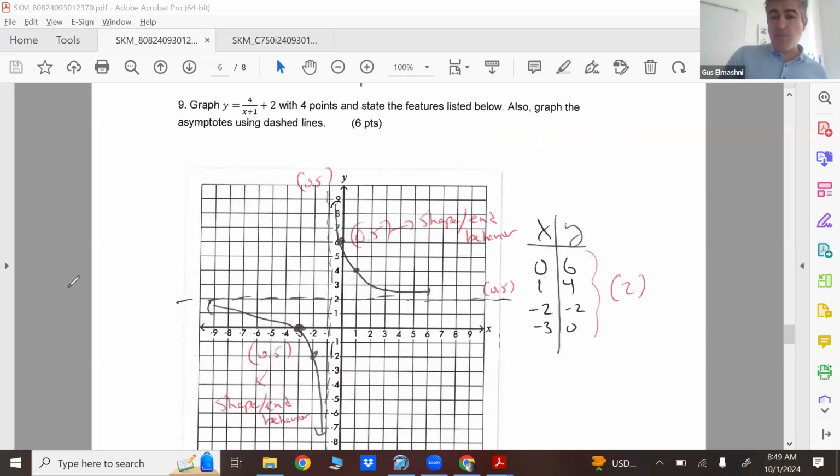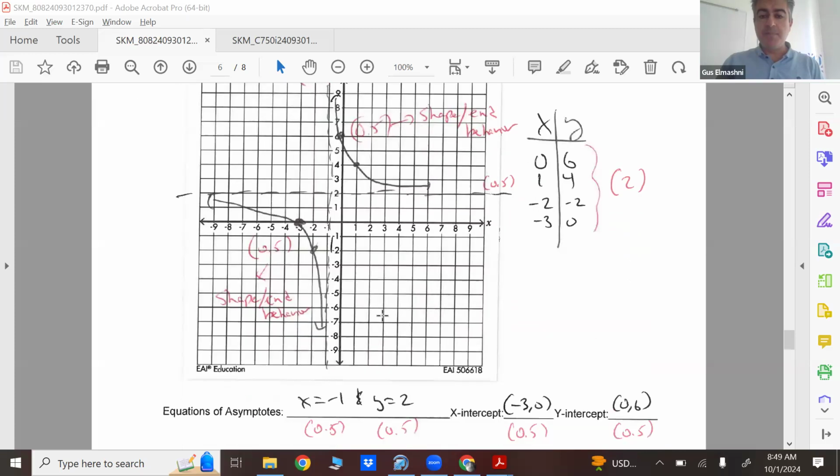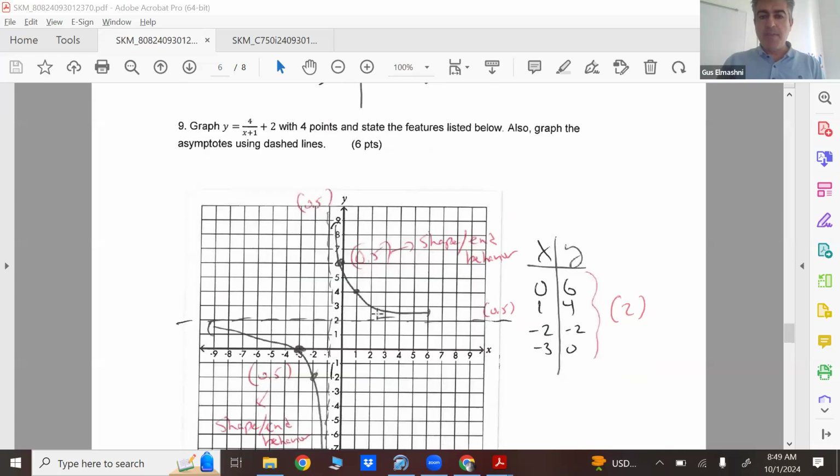Some of you guys' graphs were really sloppy too. It really helps to make a table, and we deliberately chose numbers that worked out nicely, like if you plug in 0, 1, -2, -3. That worked out nice. -1 actually was not okay, because you get 0 on the bottom. So that should be a vertical asymptote.